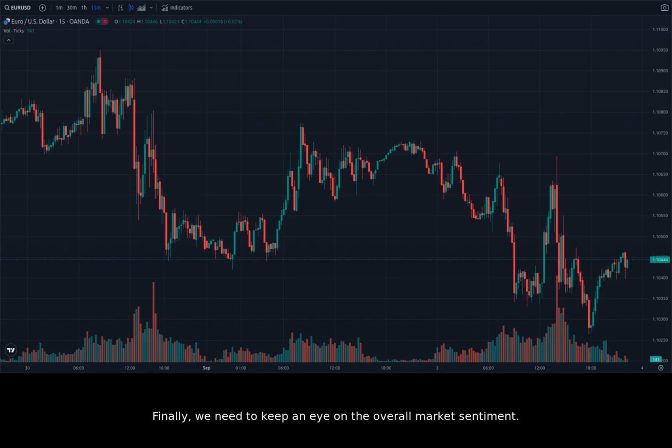Finally, we need to keep an eye on the overall market sentiment. If risk appetite increases, it could benefit the euro and push EURUSD higher. If risk aversion increases, it could strengthen the dollar and push EURUSD lower.